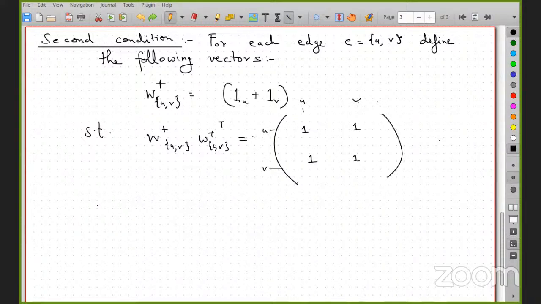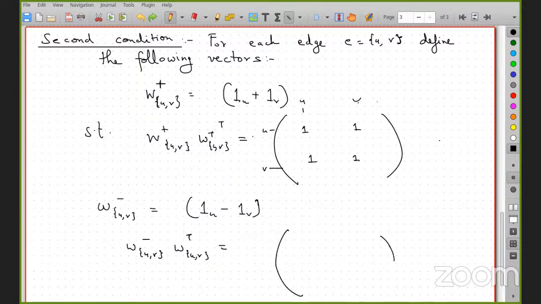Okay. And similarly define W_UV minus to be 1_U minus 1_V. It doesn't matter which sign, because the crucial thing is that we'd only be looking at the matrix and then the sign goes away. And now this is what? So now the off diagonal entries, this is still one.